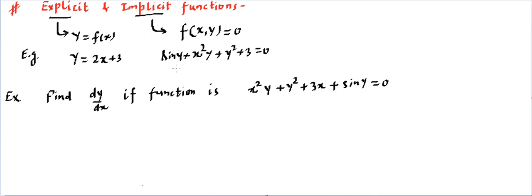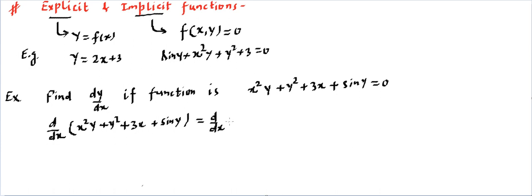So how we proceed? We will operate this d upon dx, differentiating both sides. So we will start like this. We are operating this d upon dx. That's the operation we are applying on this. So it will be d upon dx of x square y plus y square plus 3x plus sine y. So whatever it is, we will write everything there. So that's on the left hand side, and d upon dx, that's the operation that we are applying on the right hand side, which is on 0. We know on 0 it becomes 0 because that's a constant.